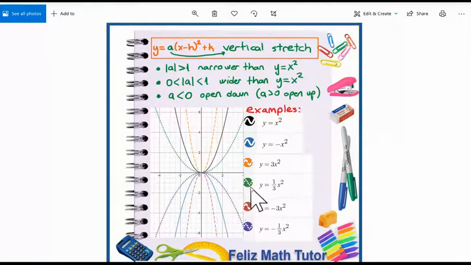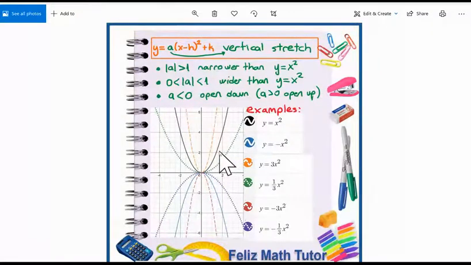And my fourth function is the green one. So my a is 1/3. 1/3 is between 0 and 1, so it says wider than y equals x squared. So my green function here is wider than the original function.